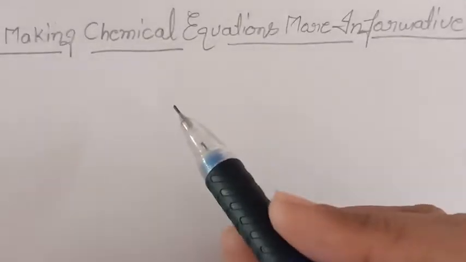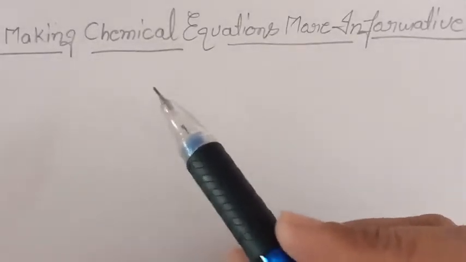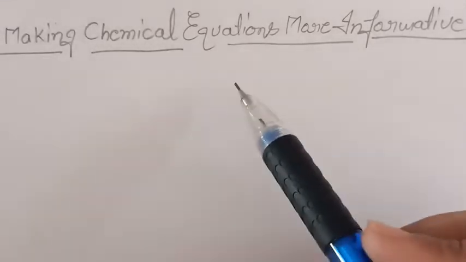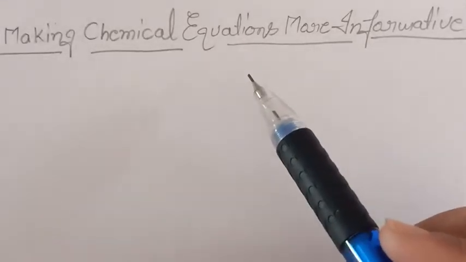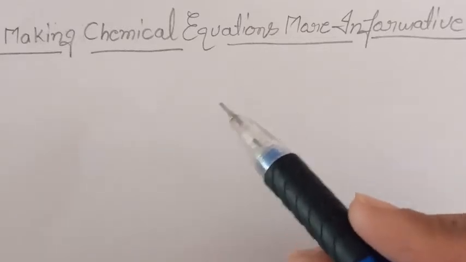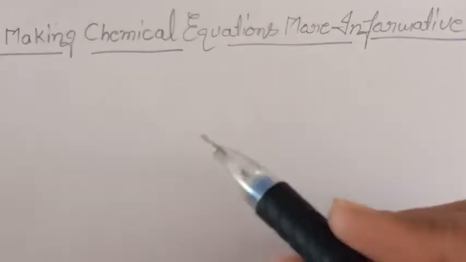Hello students, in this video I am going to explain the next topic, that is making chemical equations more informative. To minimize the use of language, we try to make chemical equations more informative in the following ways. The first one is mentioning the condition of a reaction.